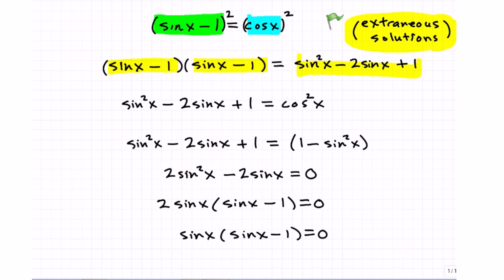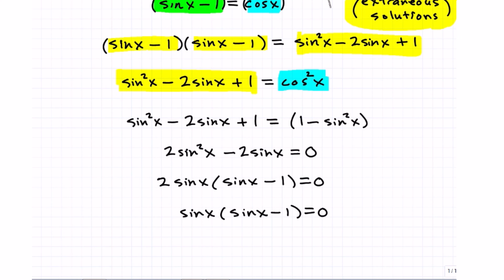Sine x minus 1 squared is sine x minus 1 times sine x minus 1, and when you do the algebra, you'll get this. We discussed how to approach that, just like regular binomials in algebra, no different. Then cosine x squared is just cosine squared x. That's pretty straightforward. All right, now let's continue on with this.